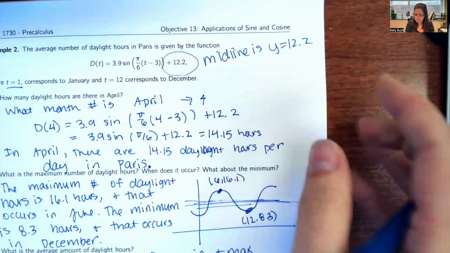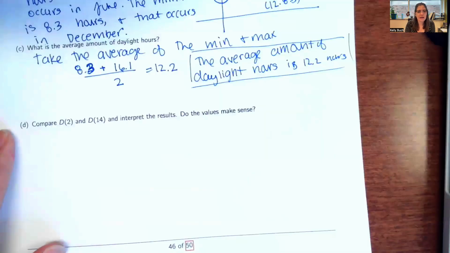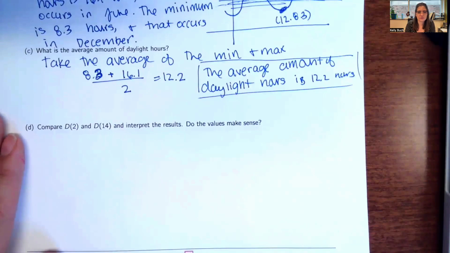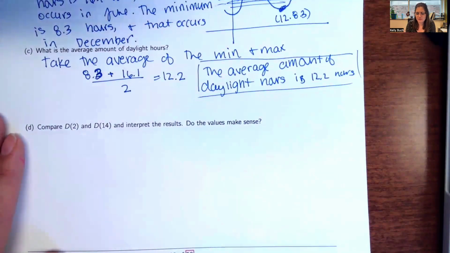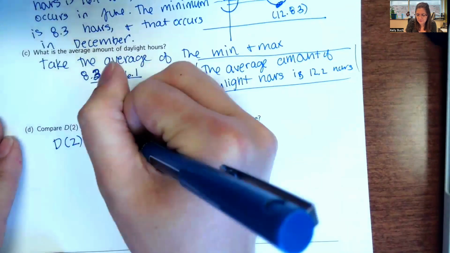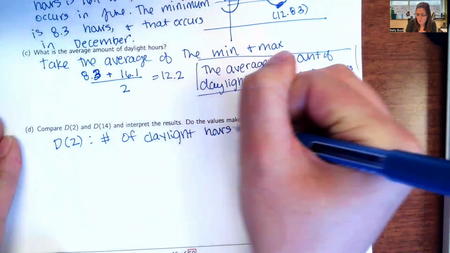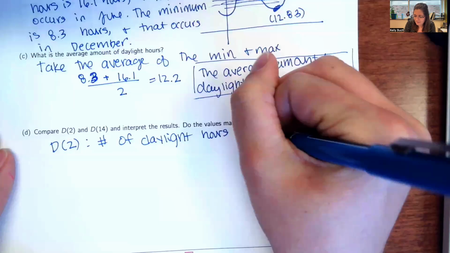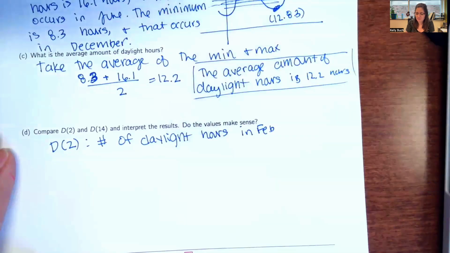So we actually could have fast-tracked this by, instead of taking the average, just taking that number right there. There's one last thing I want to do here, which is calculate D of 2 and D of 14, and I want to interpret those results. So first I want to think about what each of those mean. D of 2 is going to be the number of daylight hours in what month? Let's see. January, February, right? The second month is going to be February.